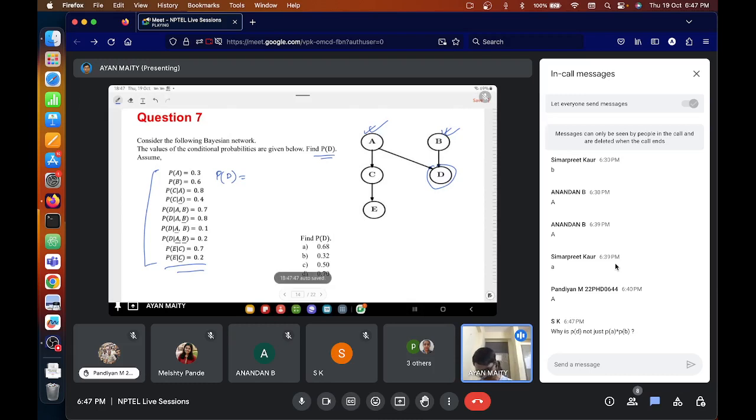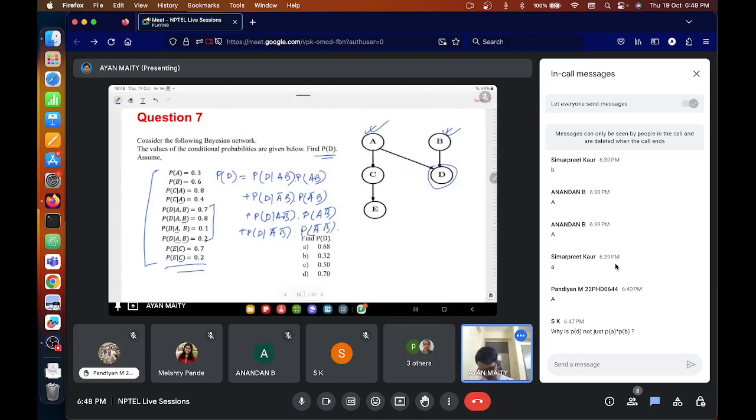So probability of D, we can write it as probability of D given AB into probability of AB, plus probability of D given A complement B into probability of A complement B. All these values are given here, plus probability of D given A B complement. So A and B would have 4 different combinations. A B complement, plus probability of D given A complement B complement into probability of A complement B complement.